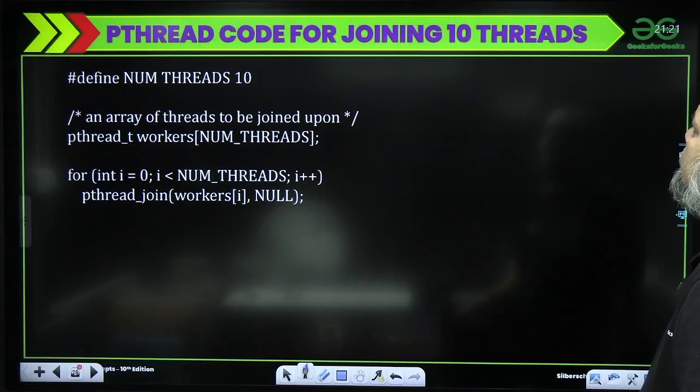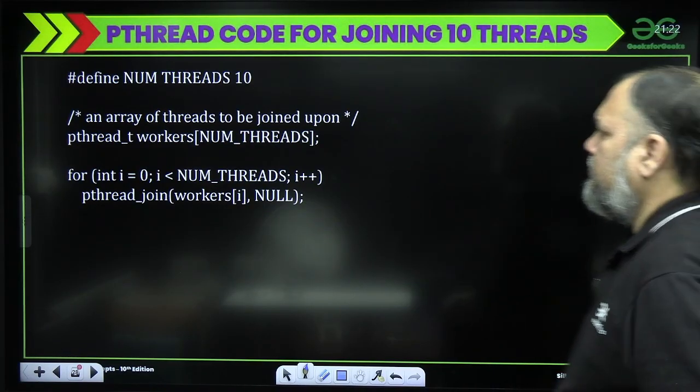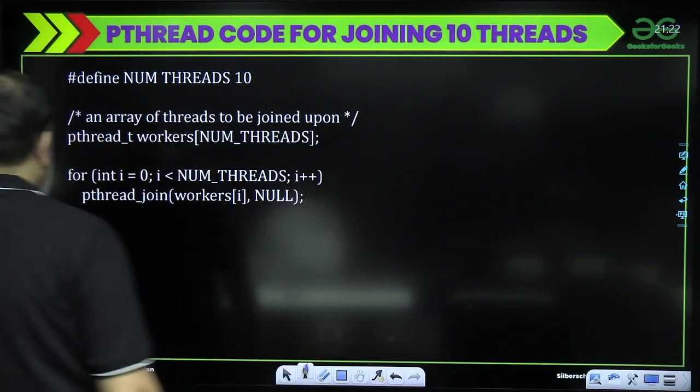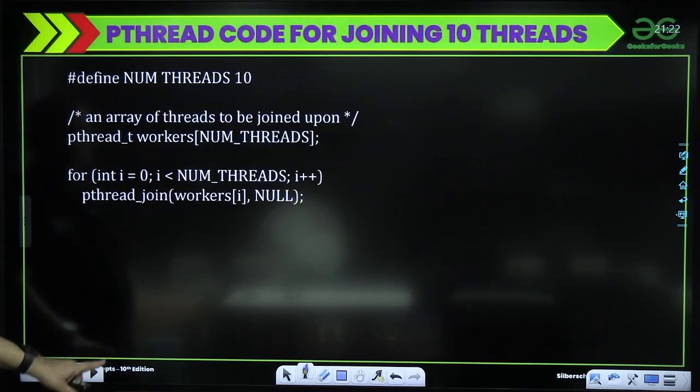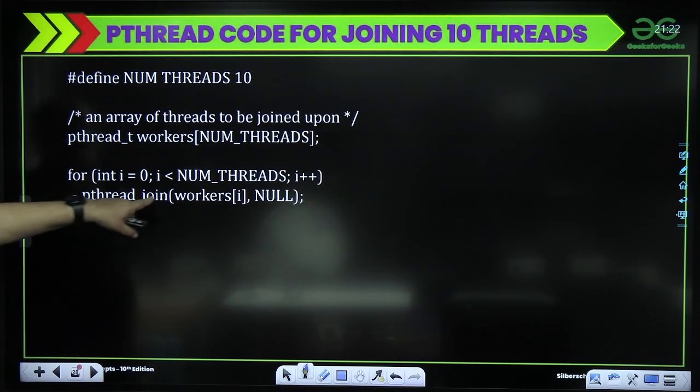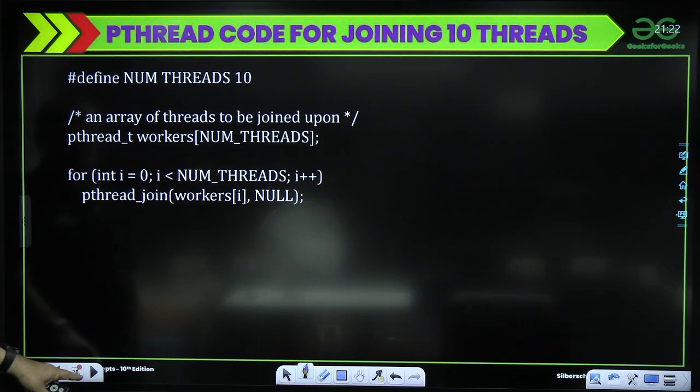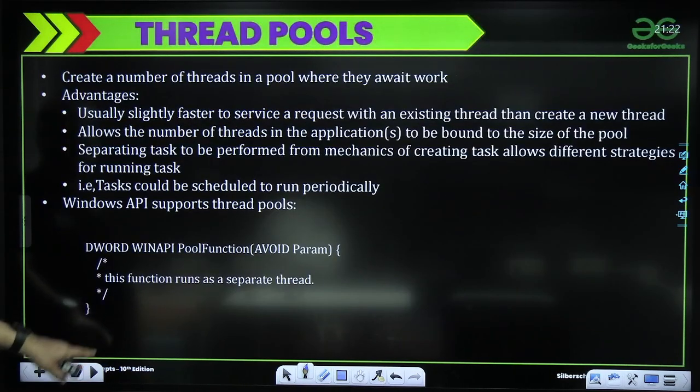So see, this is a code for joining multiple threads. If multiple threads are there, this is how you can do a thread join. Workers of 5 different threads are basically waiting for 10 threads to join, 10 threads to complete. This is where we can.